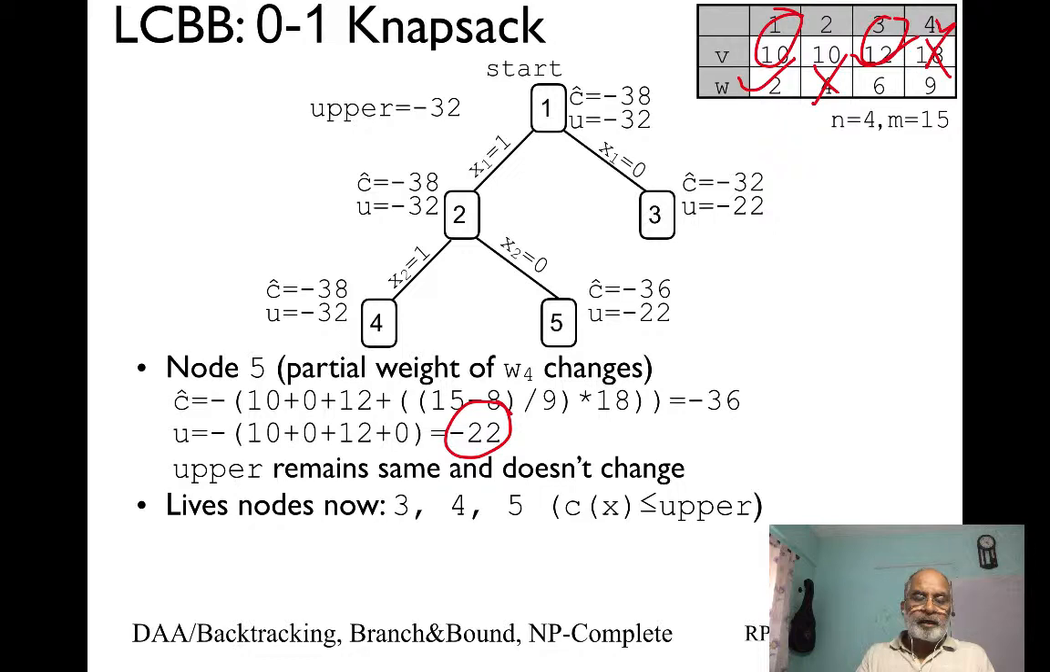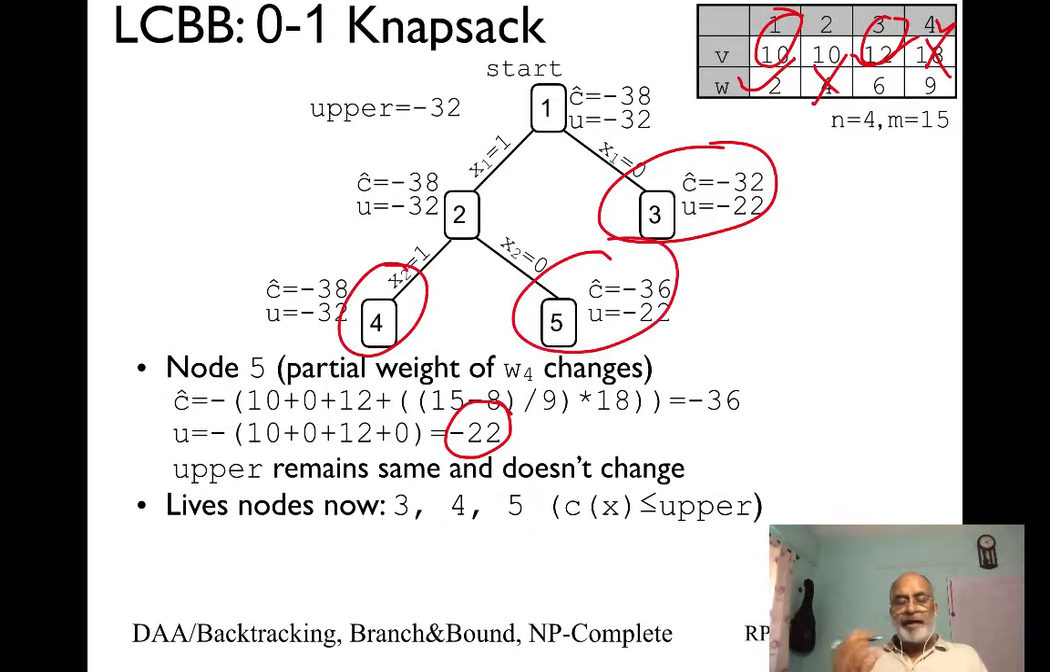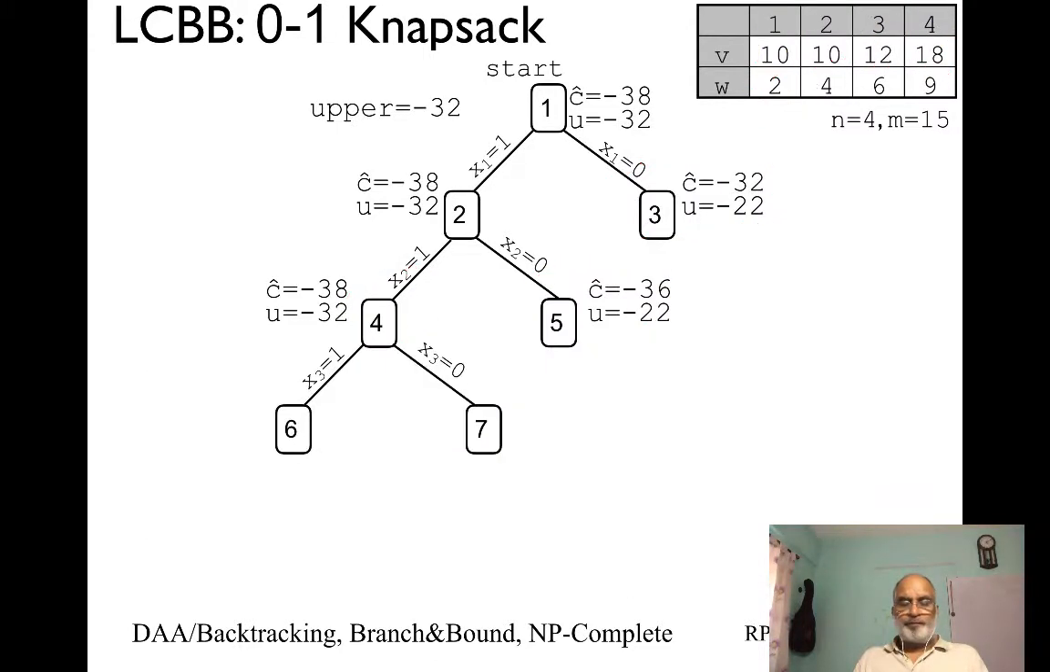So what do we do now? Live nodes are, now I have a 3, which is the previous case, 4 and 5. I need to explore lowest cost. Lowest cost happens to be node 4. So we'll basically explore the node 4 and continue. Let's look at the node 4.